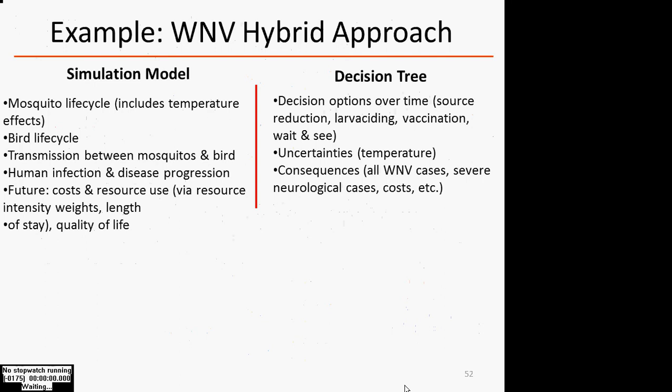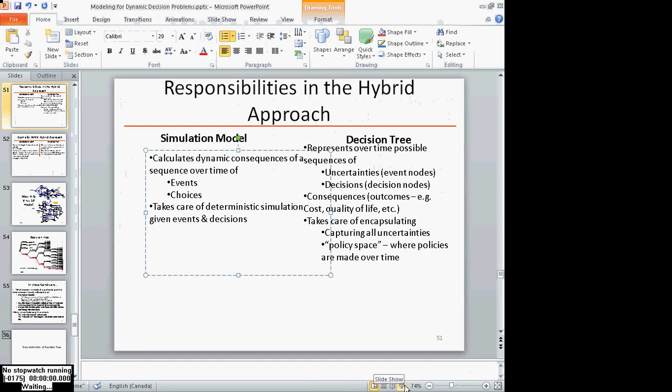Okay. So here, let's say for the West Nile case, what would be in the simulation model? Well, it might represent the mosquito population. It might represent the bird transmission, the bird life cycle. It might represent transmission between mosquitoes and birds. It might represent human infection and the progression of human infection. Think susceptible, exposed, infective, recovered. It might represent the costs and the resource use associated with it, the costs associated with hospitalization and vaccination and all these other good things. So those sorts of things might be represented in the simulation model.